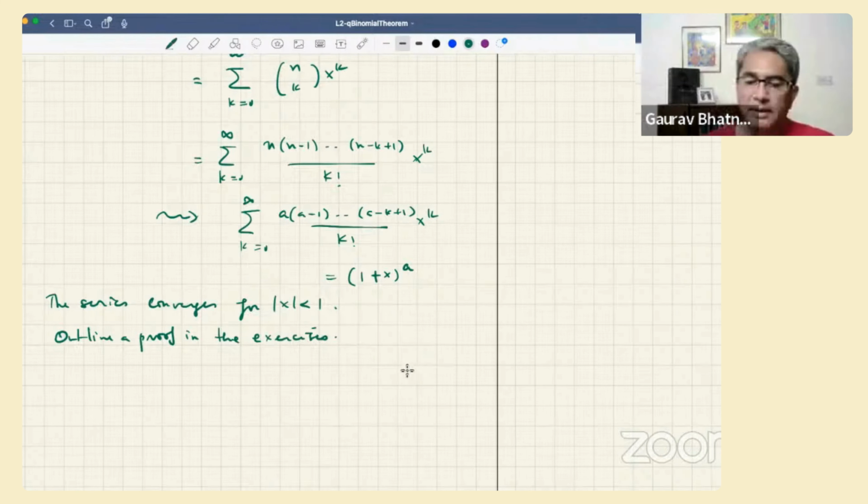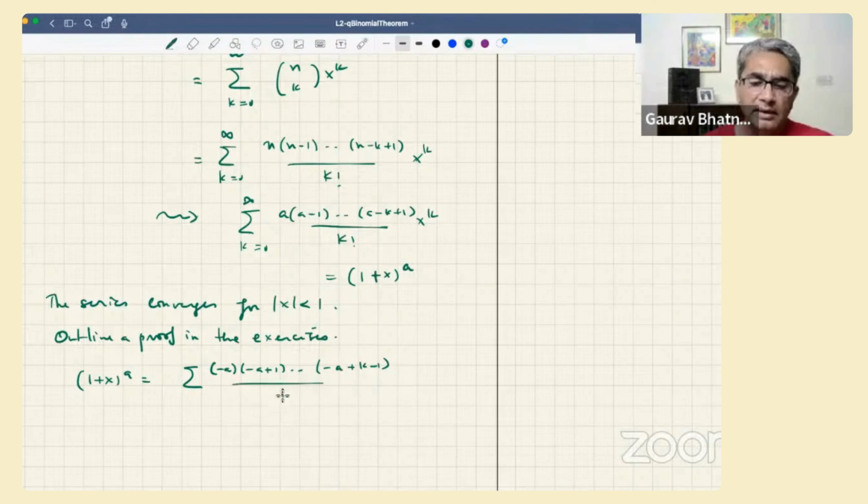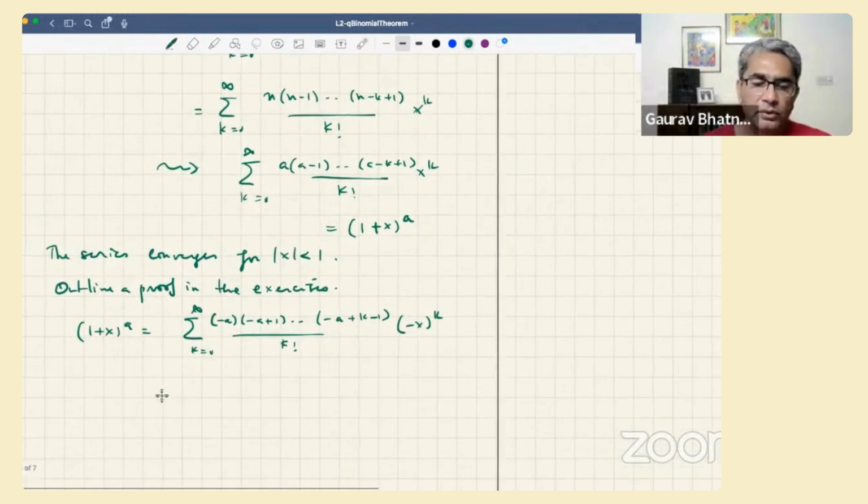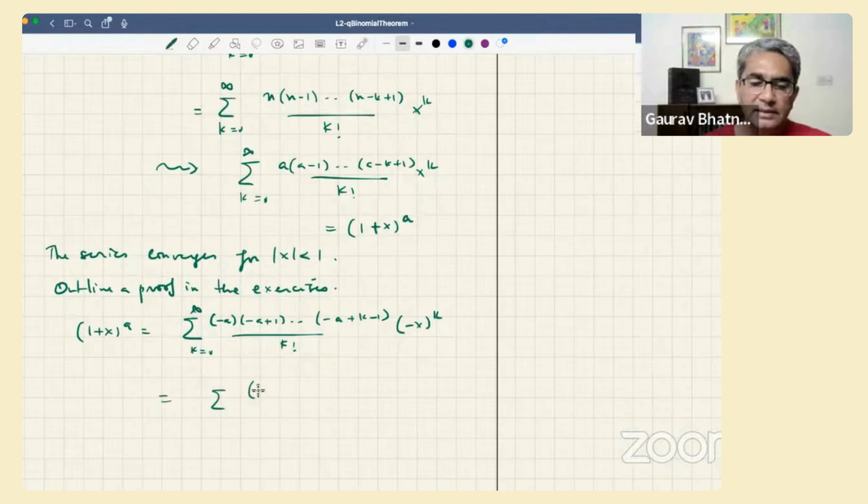And, you know, usually we would write it like this. So we would write it as minus a plus 1 and so on up till minus a plus k minus 1 divided by k factorial, and there's a minus x to the k. So usually one would write it like this: minus a sub k over k factorial over minus x raised to k.